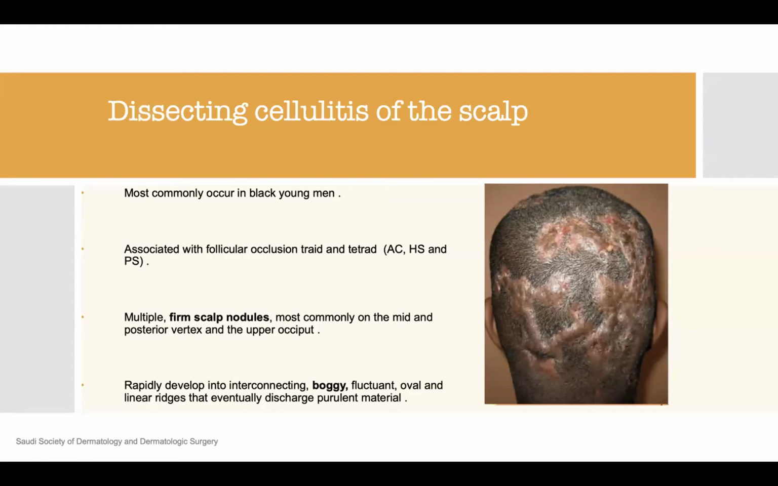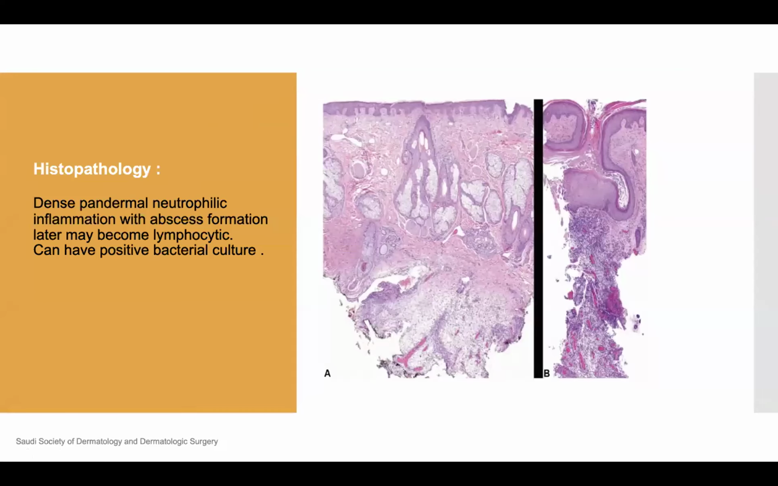It presents as firm nodules, then develops into interconnecting, boggy, fluctuant linear channels with purulent discharge, as you can see here. Regarding the histopathology, importantly, we can see a neutrophilic infiltrate around the hair follicle. Sometimes a positive bacterial culture can be seen as a secondary bacterial infection.